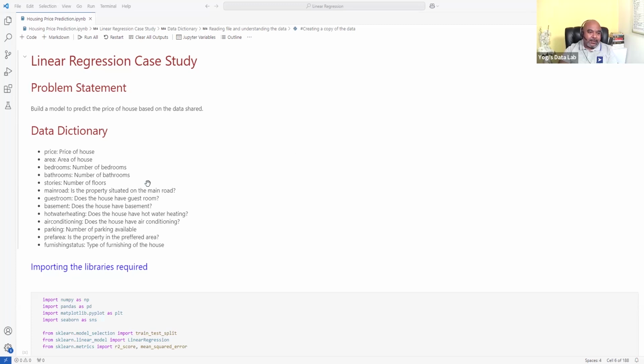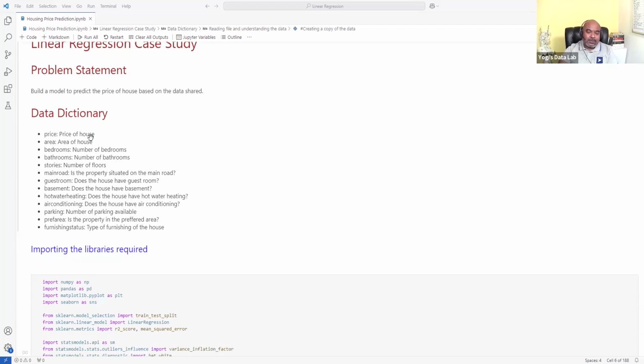So as you can see on the screen, the data that has been given is the price of the house, which is my target variable. I have area of the house, number of bedrooms, number of bathrooms, number of floors. Is the property situated on the main road? Does the house have a guest room? Does the house have a basement? Does the house have hot water heating? Does the house have air conditioning? Number of parkings available. Is the property in the preferred area, and the type of furnishing of the house, whether it is furnished or unfurnished. So my target variable is price, and all the other variables are going to contribute towards the price of home.